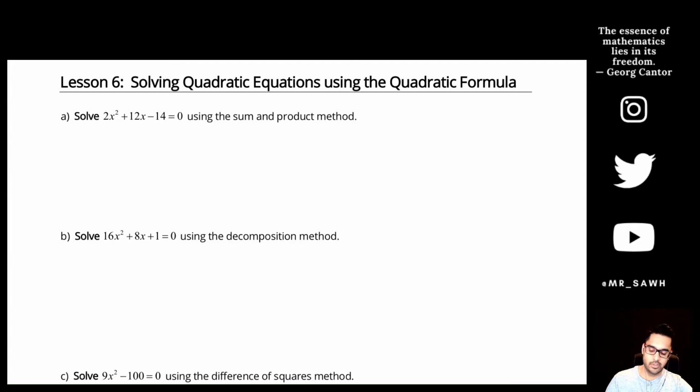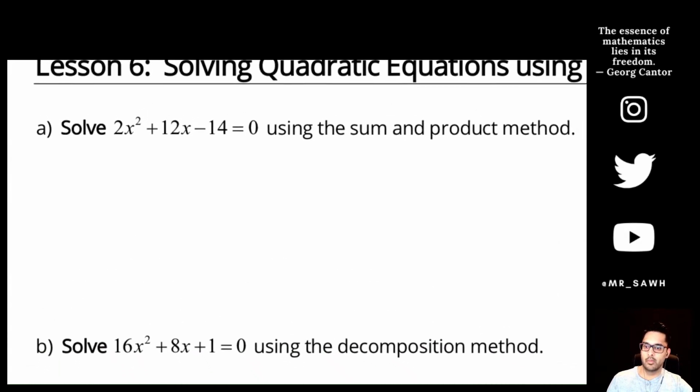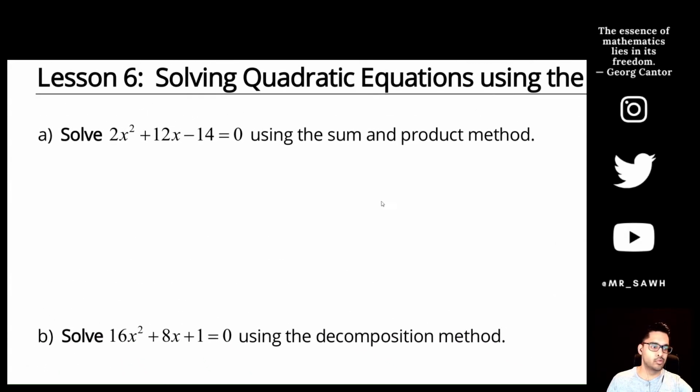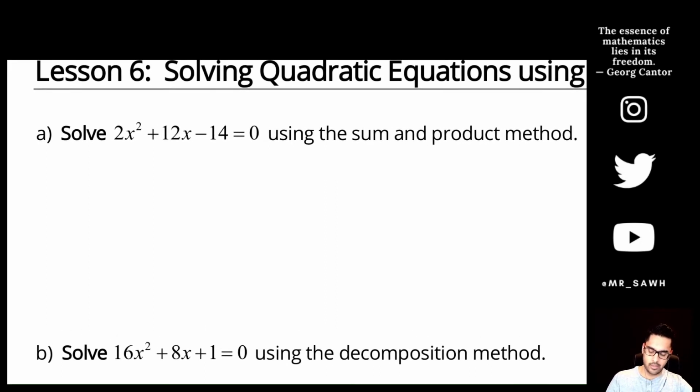So if we just look at the first one here, we're really asked to use that sum and product method, and really it's that factoring piece that will just keep coming back again and again and again. So if I try to factor this, I can recognize that each of the terms in that polynomial have a common factor of 2. So I can rewrite this as 2(x squared plus 6x minus 7) is equal to 0.